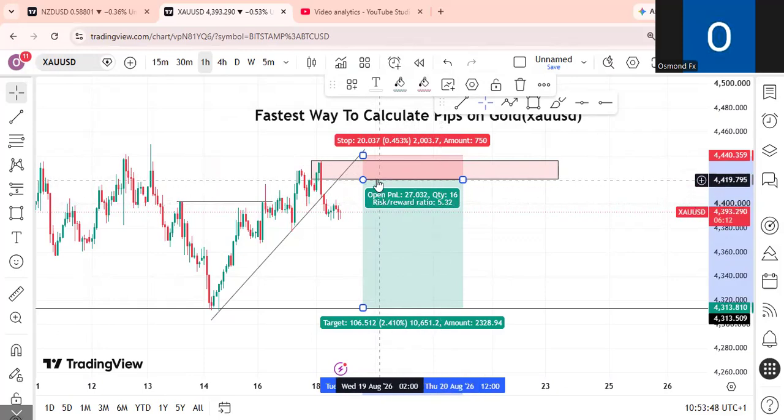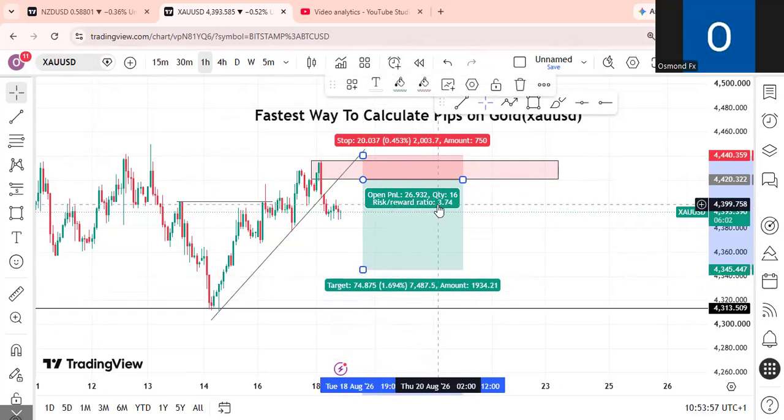So whatever amount you risk on this trade, you're going to make times five of it. Now, if I adjust this, you can see that it also adjusted. That means it's showing 3.74. Now that 3.74 means that whatever amount I risk here, I'm going to be making 3 times the amount I risk. Let's say I risk $20 on this trade. I'm going to be making up to like 60 plus dollars from this trade.